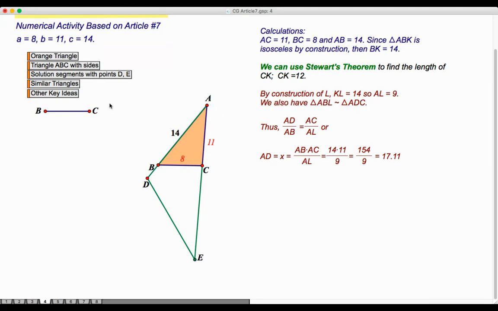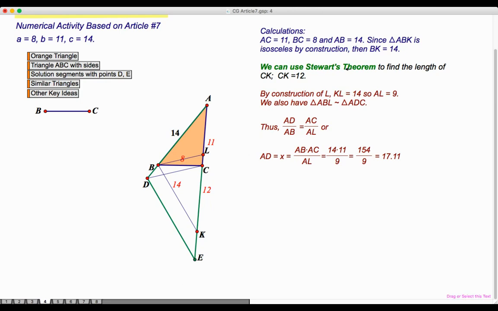But I also know that BK, by construction, is an isosceles triangle, so BK is also congruent to AB. AB is 14, so BK must also be 14, okay? So, with this triangle, I know that I can solve for CK using Stewart's theorem.